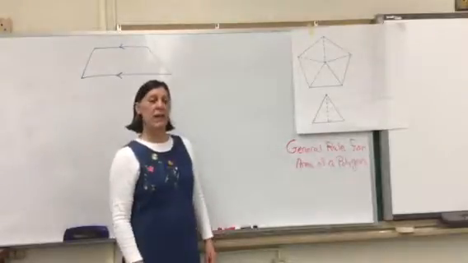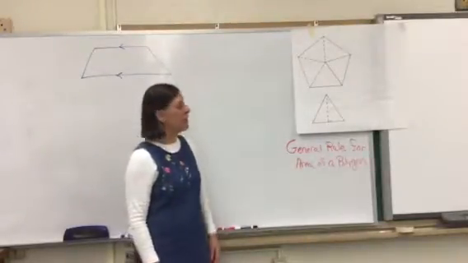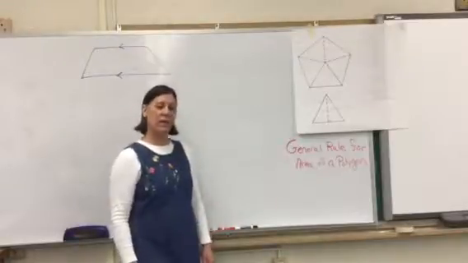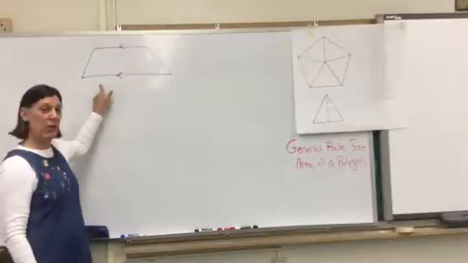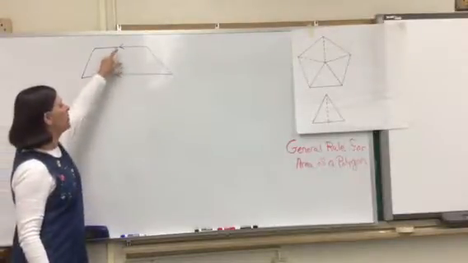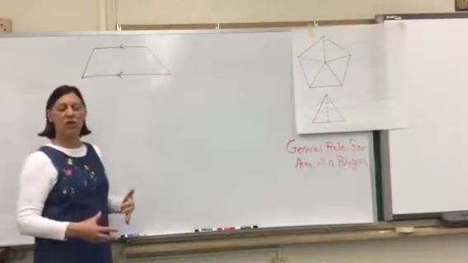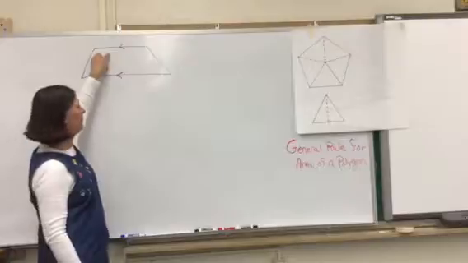Beast 13, you're being asked to find the general rule for the area of a polygon. You actually have done something like this in a previous activity where we were using a trapezoid and finding the area rule of this trapezoid. Notice the arrows. That's an indication that these lines are parallel, which is a requirement to be a trapezoid.